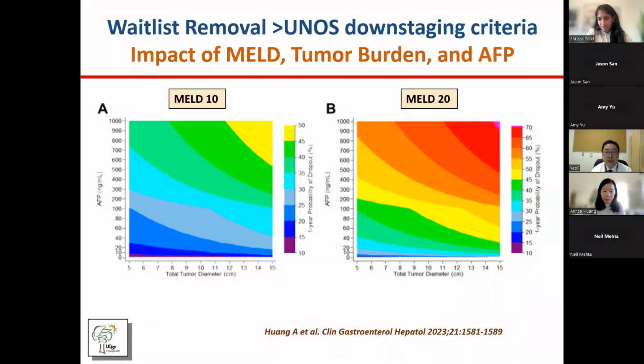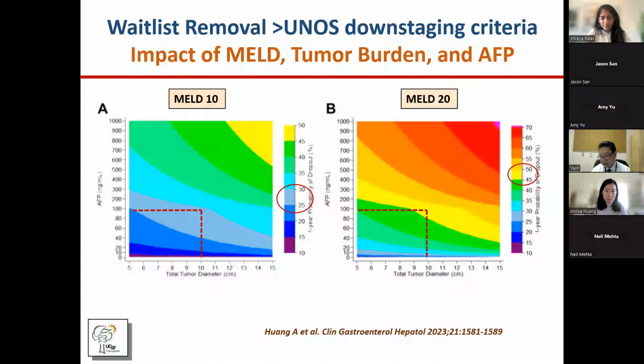So this is a contour report showing the variation in the waitlist dropout according to tumor diameter, AFP, and a different cutoff for the MELD score. So for a MELD score of 10, that means that this patient is pretty well compensated. You have a realistic chance of limiting the waitlist removal rate to 25 to 30%, whereas at a MELD of 20 it is almost impossible to achieve that. So the waitlist outcome is expected to be much higher than 1 out of 3.